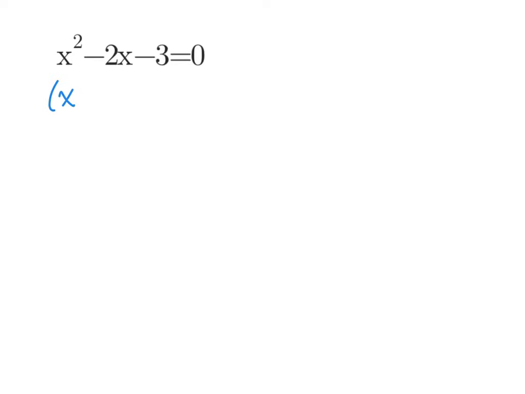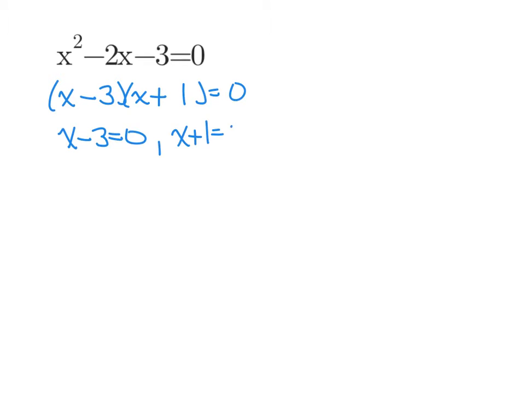one that's easily factorable. We can factor that x squared into x and x, and then 3 factors into 3 and 1. If we go negative 3 plus 1, that'll make the negative 2x that's in the middle. By the zero product property, of course, we can set each factor equal to 0 and solve them. So we'll get x is equal to 3 or x is equal to negative 1.